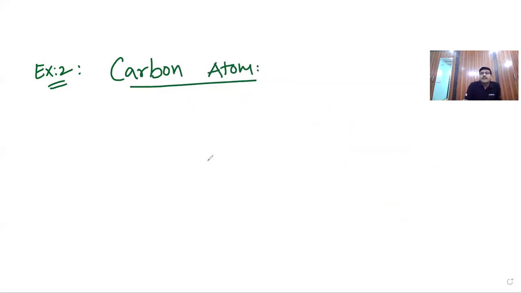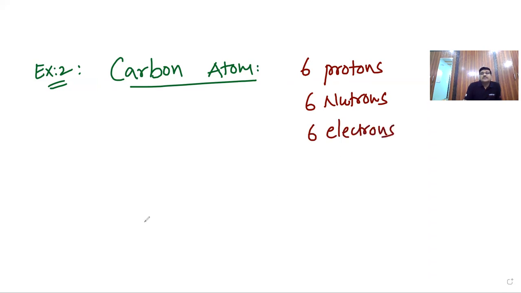Let us take up another example, example number 2. I am taking carbon atom. Observe carefully. A carbon atom consists of 6 protons, 6 neutrons, and 6 electrons. 6 protons, 6 neutrons, 6 electrons.